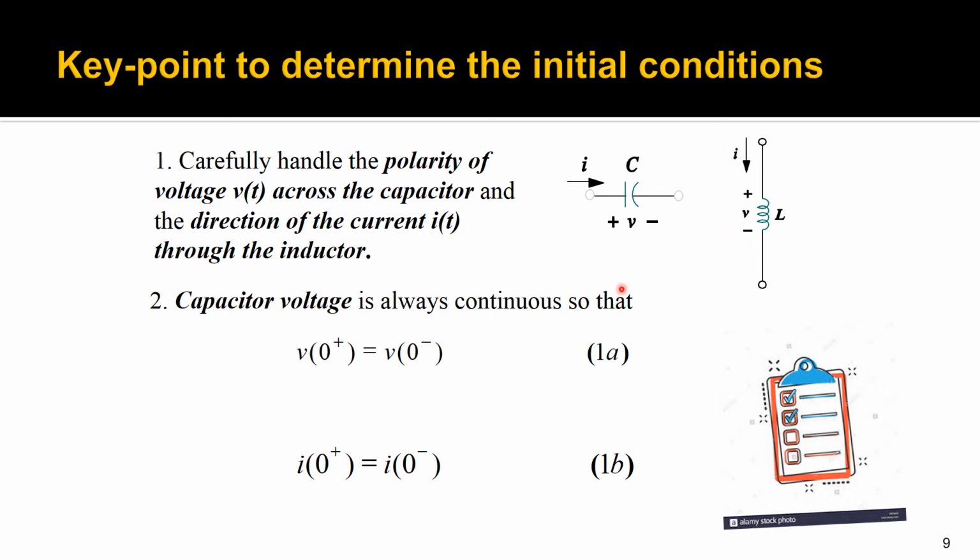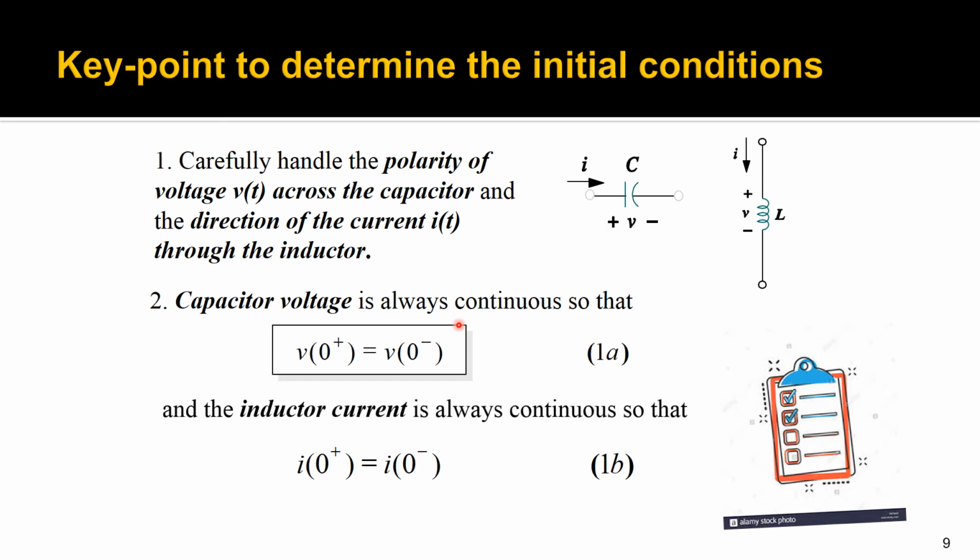Okay, and for the capacitor voltage, this is again a basic from chapter 1. It is always continuous. So v(0+) at the instant the switch is connected or opened at t equals 0 should be equal to v(0-). And the inductor current is always continuous, so that i(0+) equals i(0-). These two you must take care of.